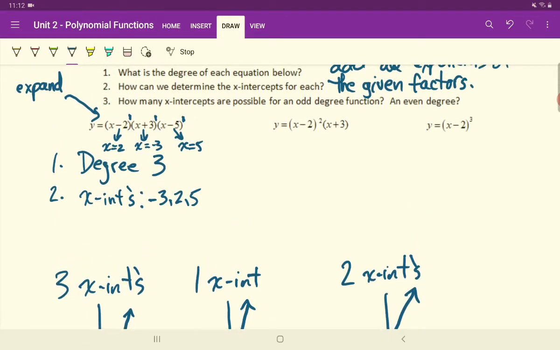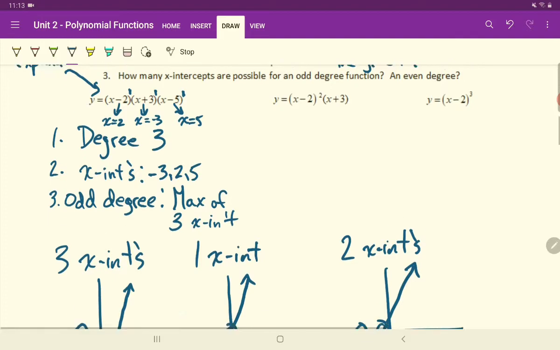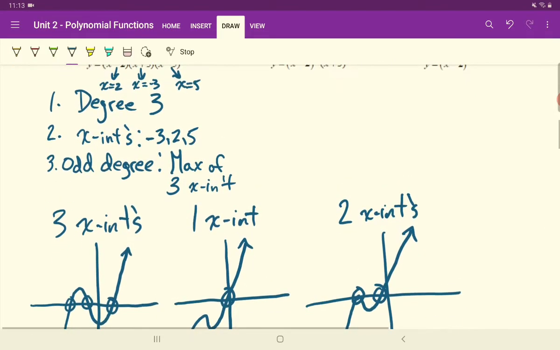Okay, so for an odd degree function, in this case we have an odd degree function, how many can we have? We can have a maximum of 3. But we know that you can also have 2 and 1 as well. But let's say a maximum of 3.